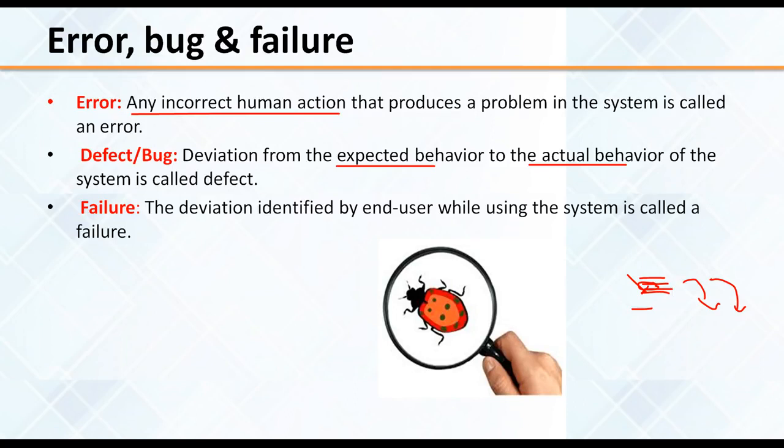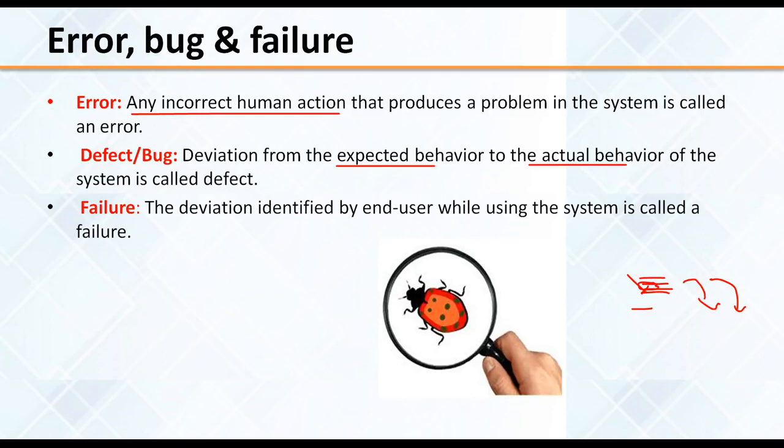Any human incorrect action is basically called an error, that is caused by the user. And defect and bug: a defect or bug is basically a deviation between the expected and actual result in the application. Then failure happens at the customer side at the production level. So if something goes wrong in production, that situation we call a failure.